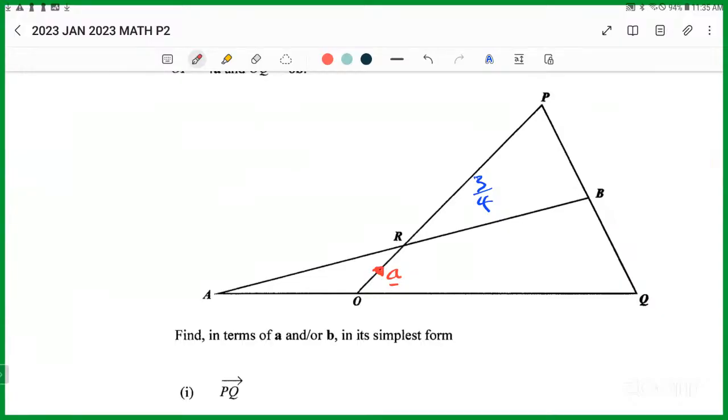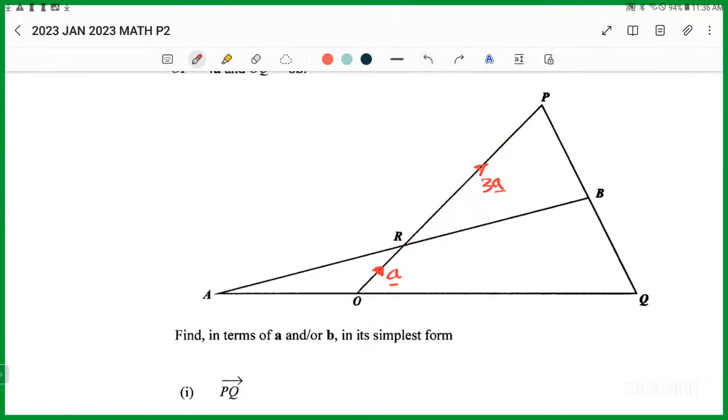And this is 3 quarters of the 4A, because the whole thing is 4A, and this piece right here is 3 quarters of it. So the vector from R to P is 3 quarters of the 4A, which is 3A. So the vector from R to P is 3A. You see from O all the way up to P is 4A. A plus 3A is 4A.